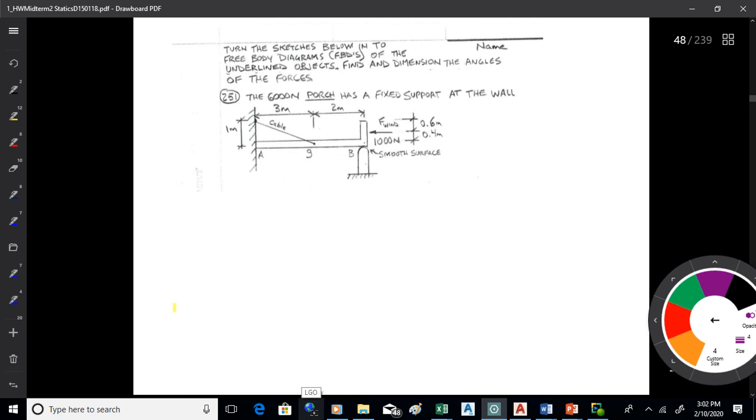So you have some sketches there that, of course, are done in AutoCAD. I've got a little bit hand-drawn ones, but you can just use those AutoCAD sketches and turn them into free body diagrams.